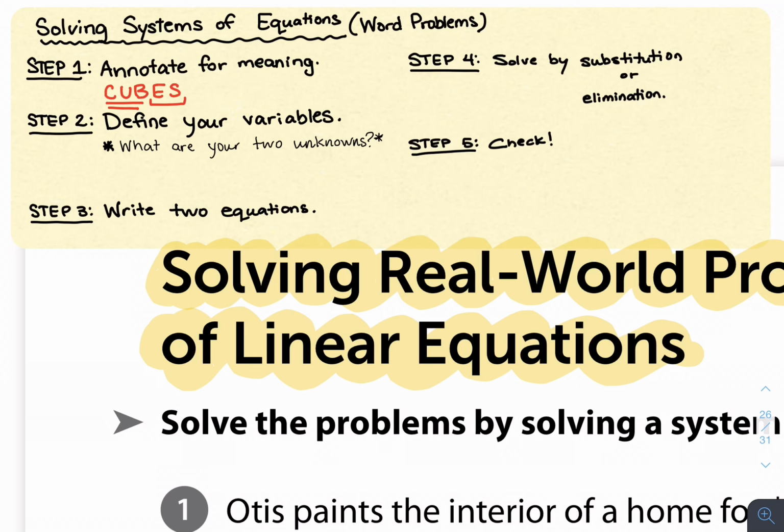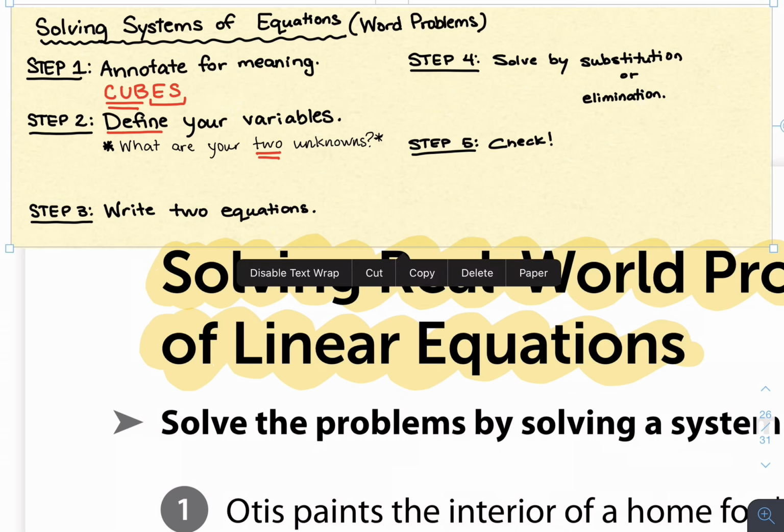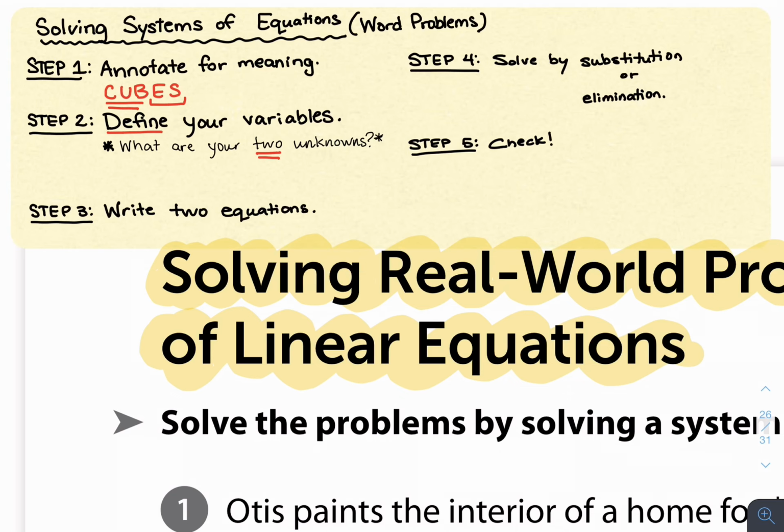So step 1, annotate for meaning. Step 2, define your variables, right? So what are your two unknowns? Because it's a system of linear equations, there will be two unknowns because there are two variables, because there are two equations working together. So the way you define your variables is you give them meaning. Tell yourself, write down what it means for the specific problem.